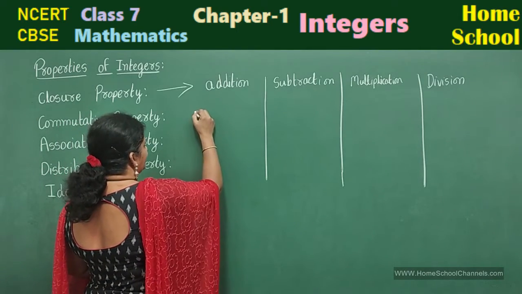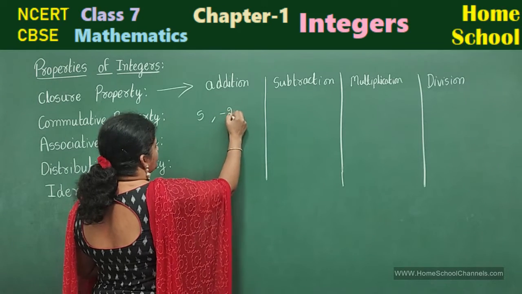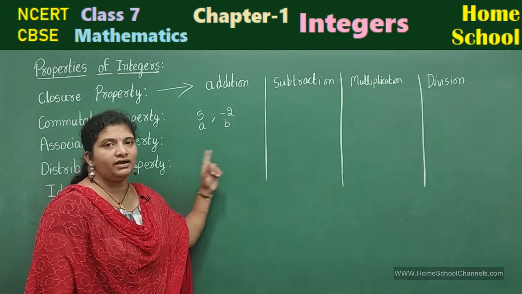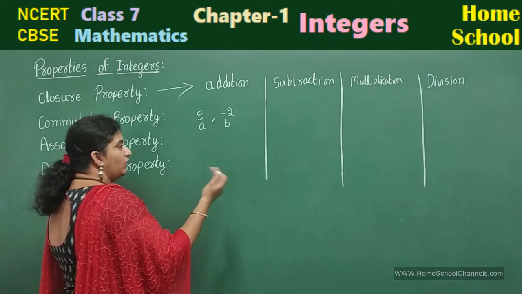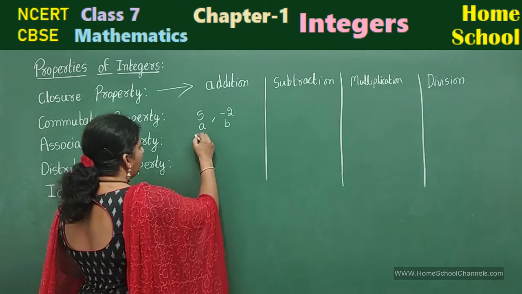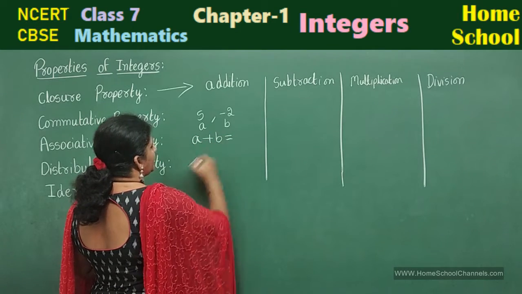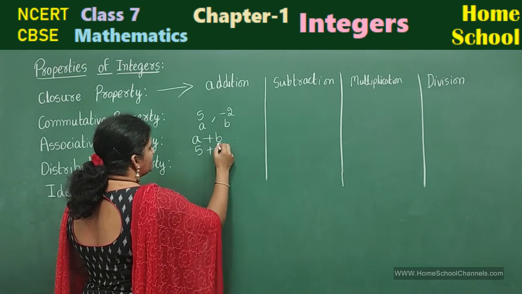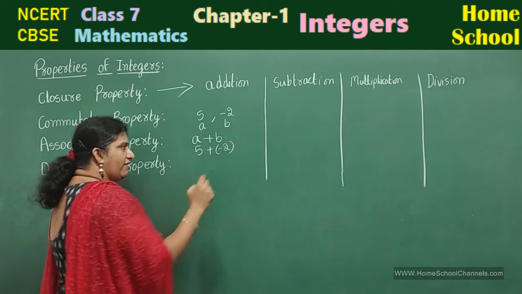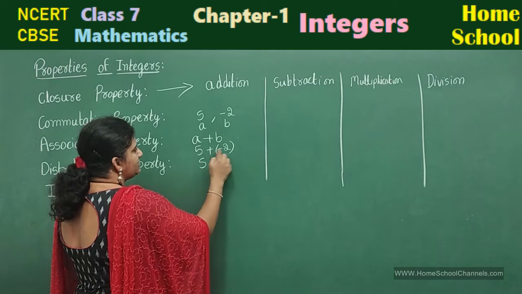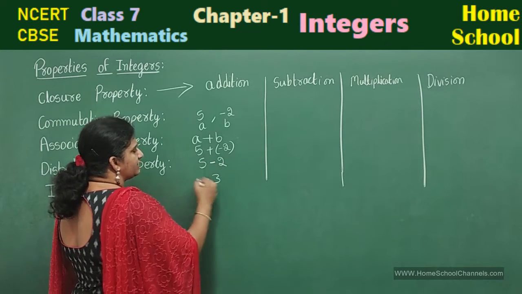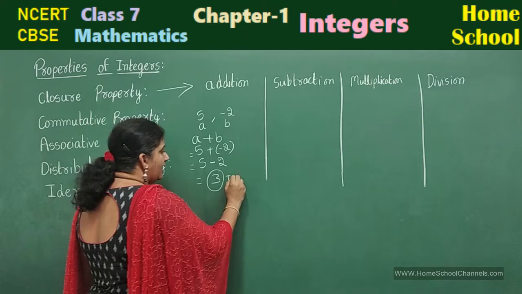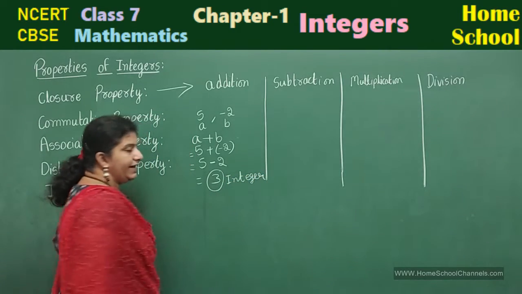Let me take any two integers. I will take 5 and minus 2. Let us mark this A and this as B. A and B are any two integers. If we add, what is the result we are going to get? Let us check it out. A plus B is equal to, add the two integers A plus B. A value is 5 and B value is minus 2. Put in bracket. Whenever you have a minus, put in bracket. Now, plus into minus, minus 2. 5 minus 2 is 3. Then what you can say? This is also an integer. It is a positive integer.